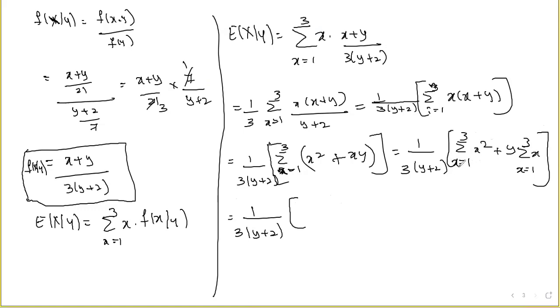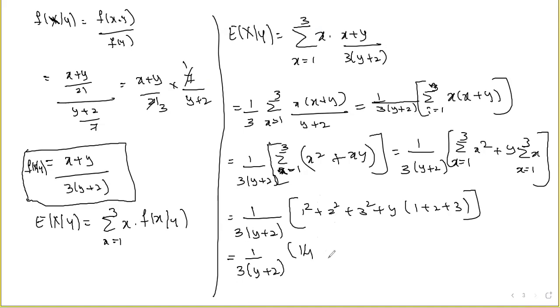Now x running from 1 to 3. It is nothing but 1 square plus 2 square plus 3 square, plus y into the summation of x from 1 to 3, which is 1 plus 2 plus 3. So this is 1 divided by 3 into y plus 2. 1 square is 1, 2 square is 4, 3 square is 9. 9 plus 4 plus 1, that is 14, right? That is 14. Here 1 plus 2, 3, 3 plus 3, 6. So it is 6y, right?